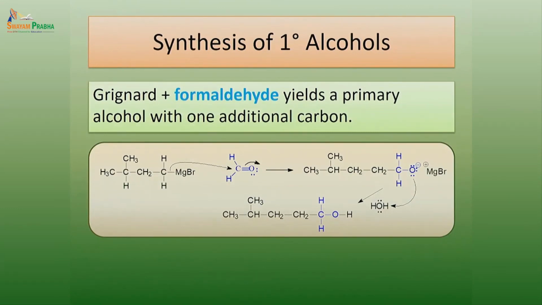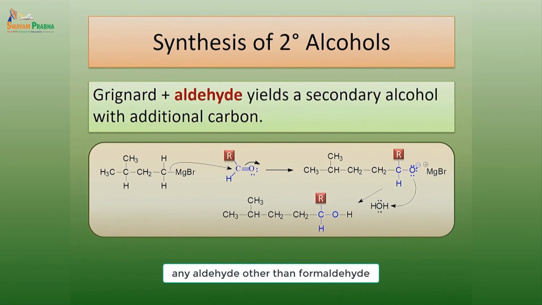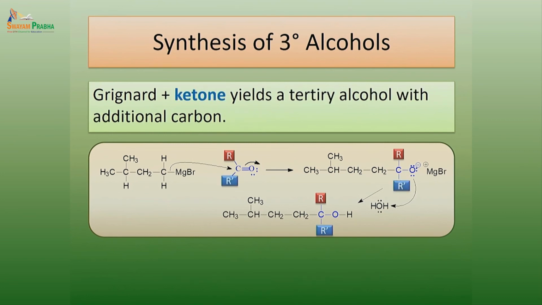For the preparation of primary alcohols, the starting material is the Grignard reagent with formaldehyde. You remember, formaldehyde is very important for the synthesis of primary alcohols. And for the secondary alcohol, it is any aldehyde. So remember, it is any aldehyde that gives secondary alcohol with the Grignard reagent. And the ketone gives tertiary alcohols with Grignard reagent.